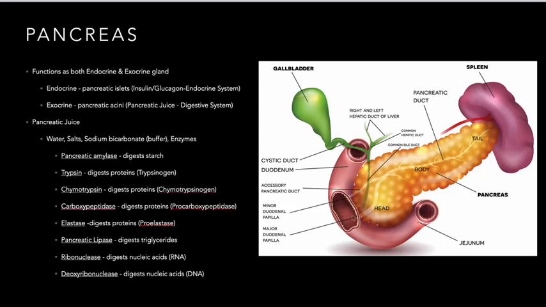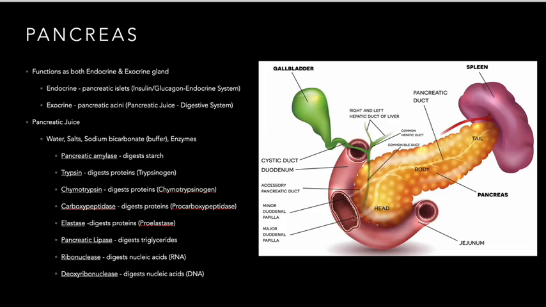This is part 2 of the Digestive System lecture. We are starting with chapter 24, section 10, the pancreas. So the pancreas functions as both an endocrine and an exocrine gland. We will look at the endocrine portion of this gland when we get to the endocrine system chapter.